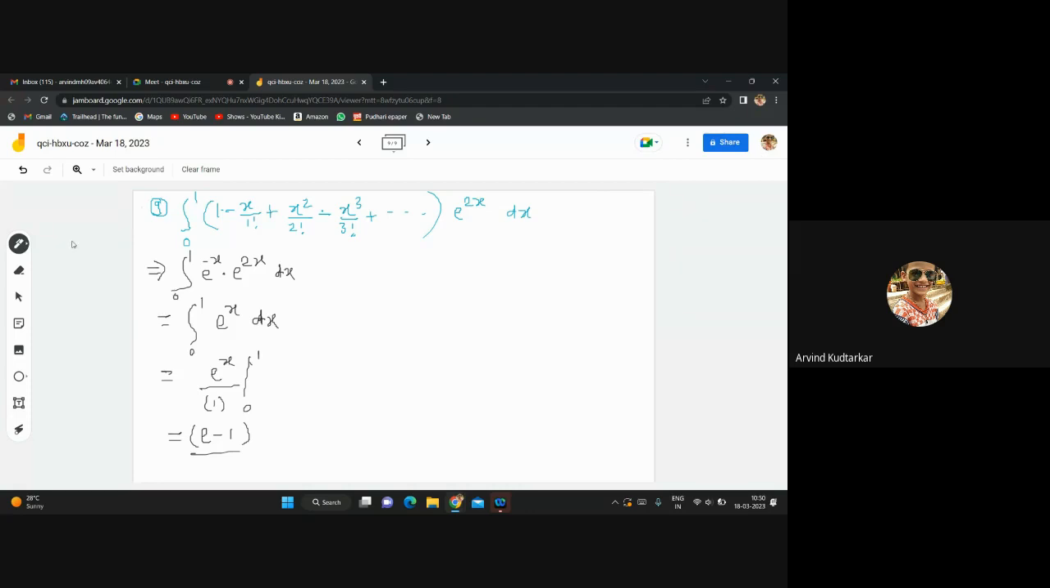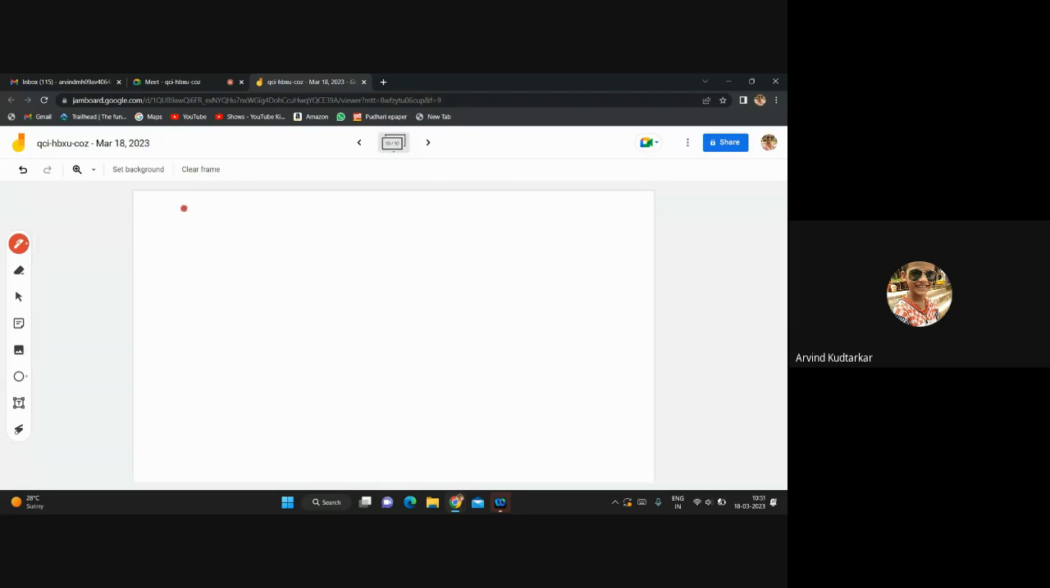Now we will see the next example. The function will be in the form of an index. That is, algebraic functions are there. Now here we have algebraic functions. Integral from -3 to +3.